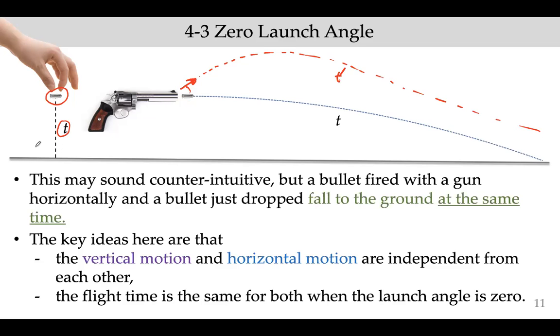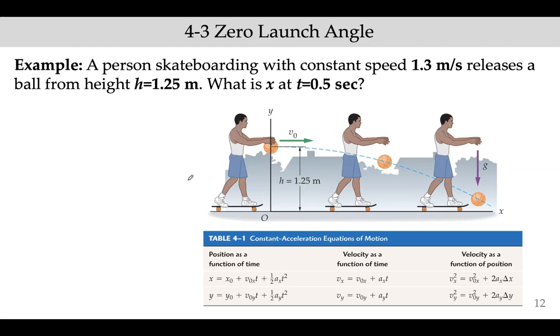Okay, here is another example of zero launch angle. In this problem, a person skateboarding with constant speed, 1.3 meter per second, releases a ball from height 1.25 meters. So that's this. And the initial speed is 1.3 meter per second. So what is x? What is the position at time equals 0.5 seconds? In other words, how much distance does this person go in half a second?